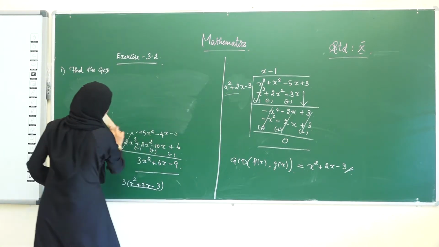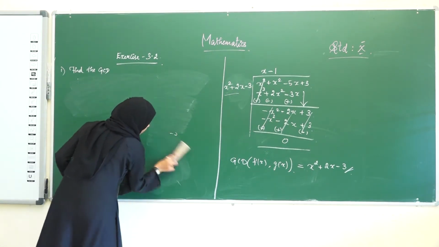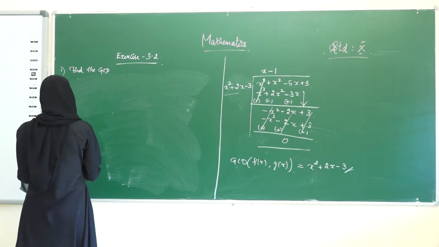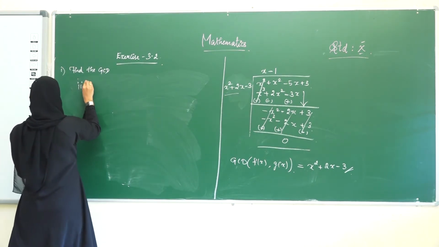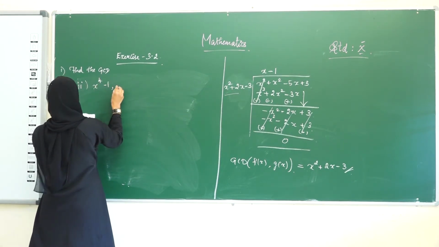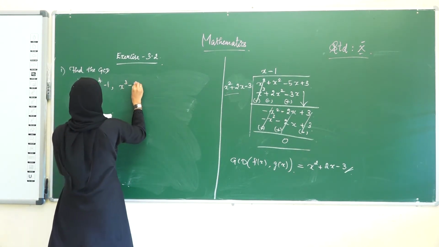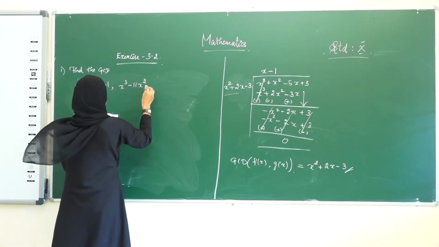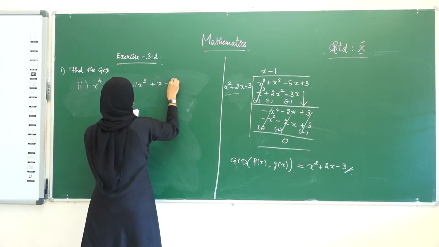Now let us move on to the second sum. This is also the same as the first sum. What they have given in the second sum? Find the GCD of the polynomials x square minus 4 and x cube minus 11x square plus x minus 11.